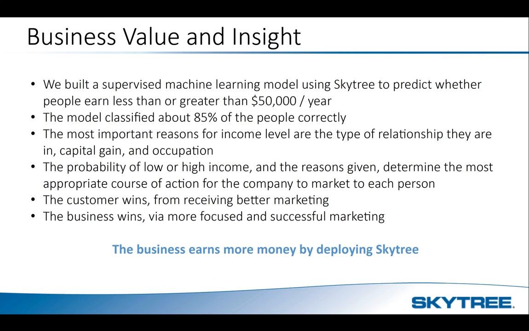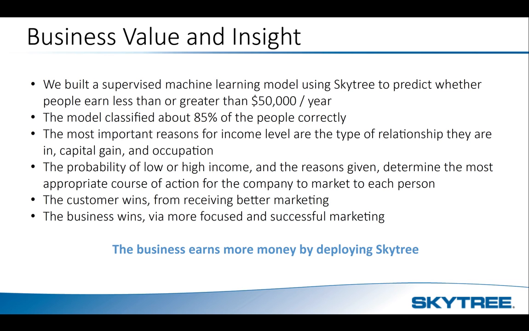In conclusion to the business use case, we built a supervised machine learning model using Skytree to predict whether people earn less than or greater than $50,000 per year. The model classified about 85% of the people correctly. The most important reasons for income level are the type of relationship they are in, capital gain, and occupation.